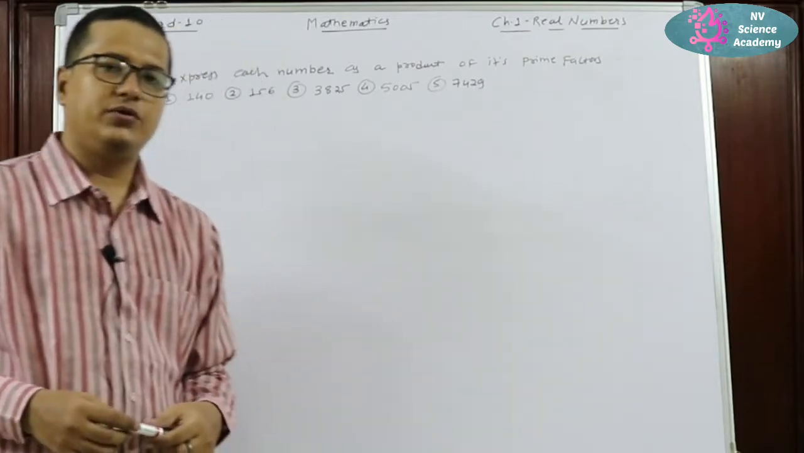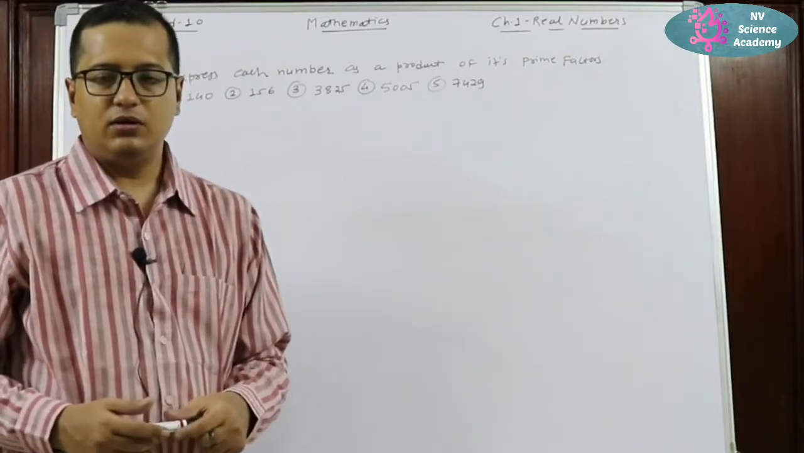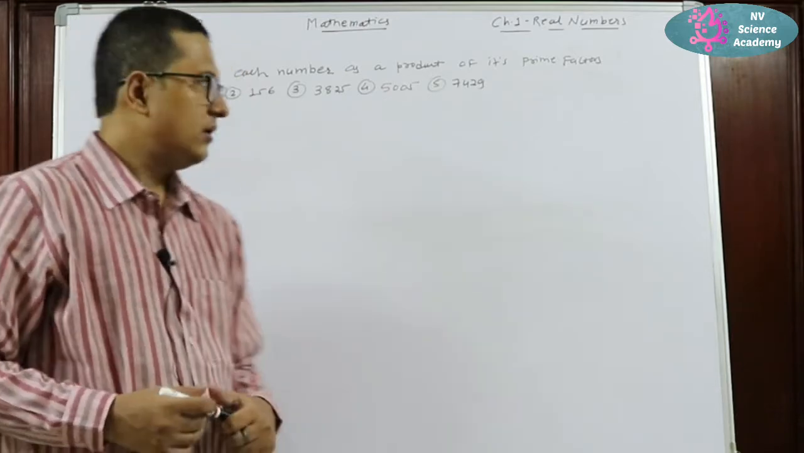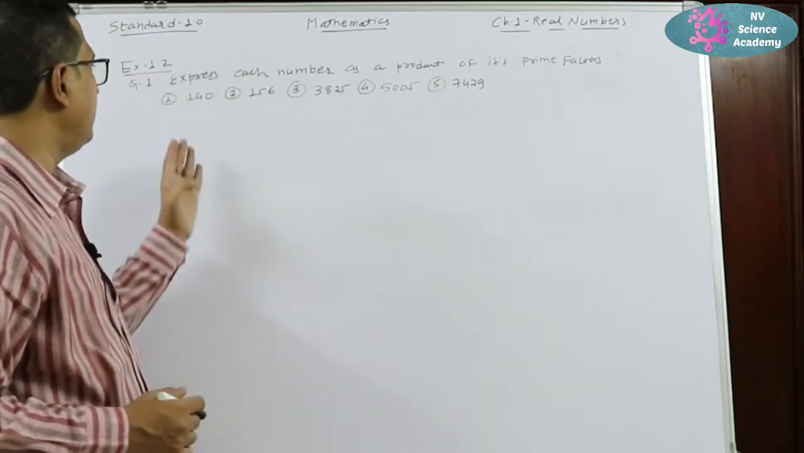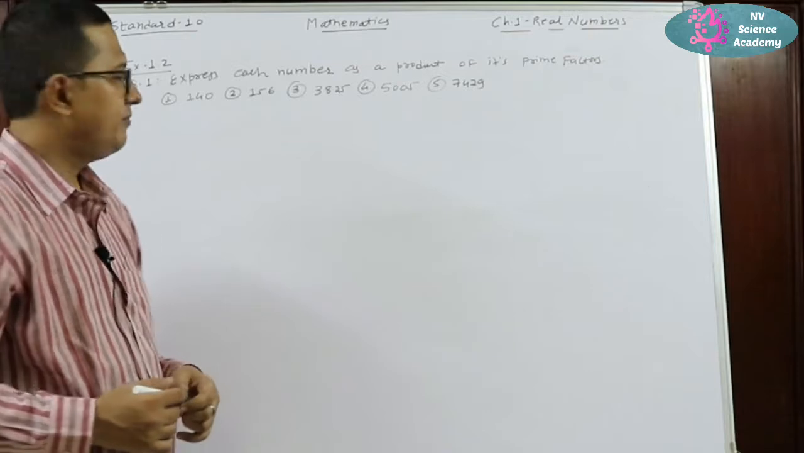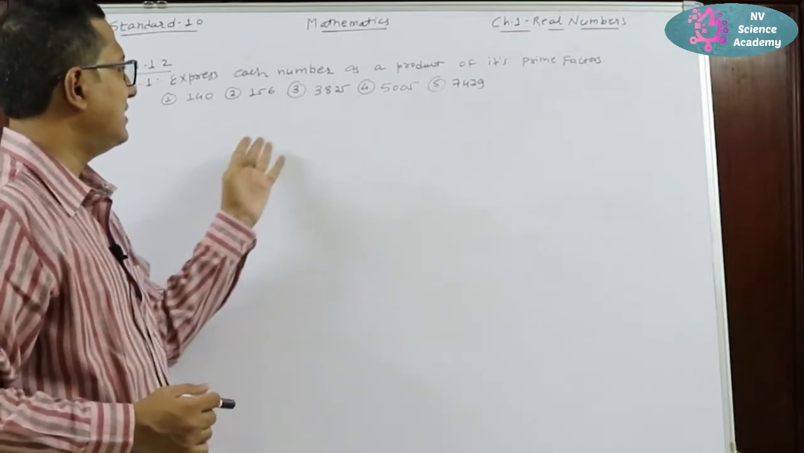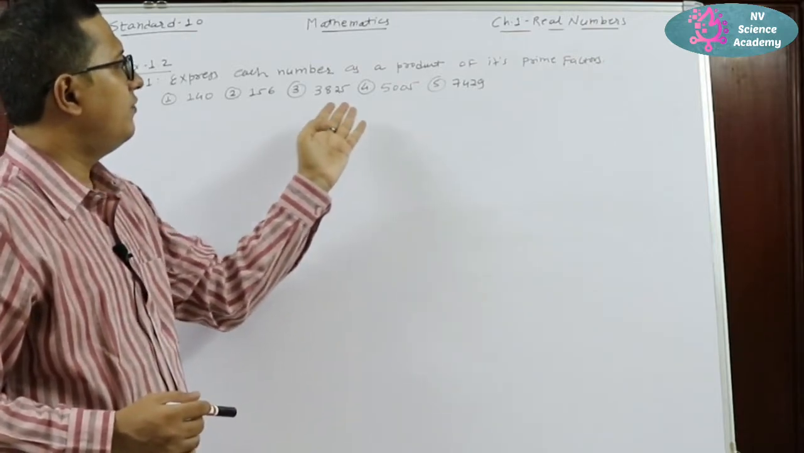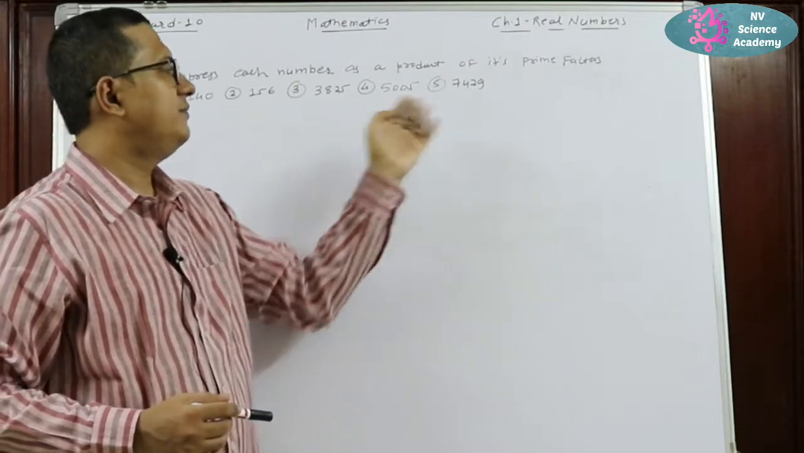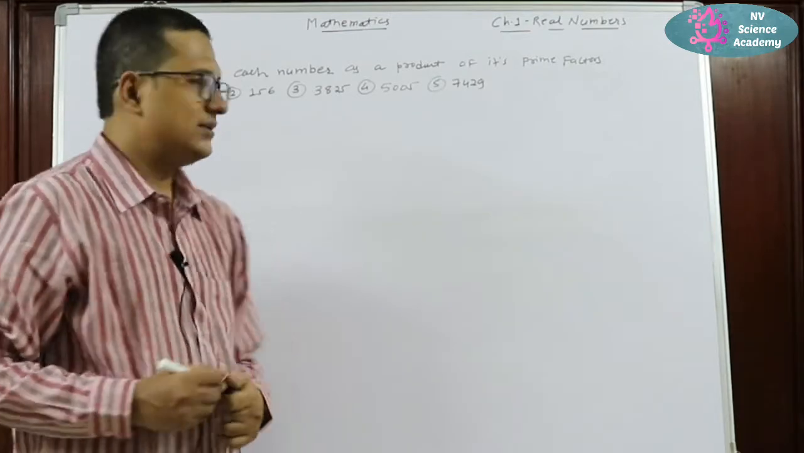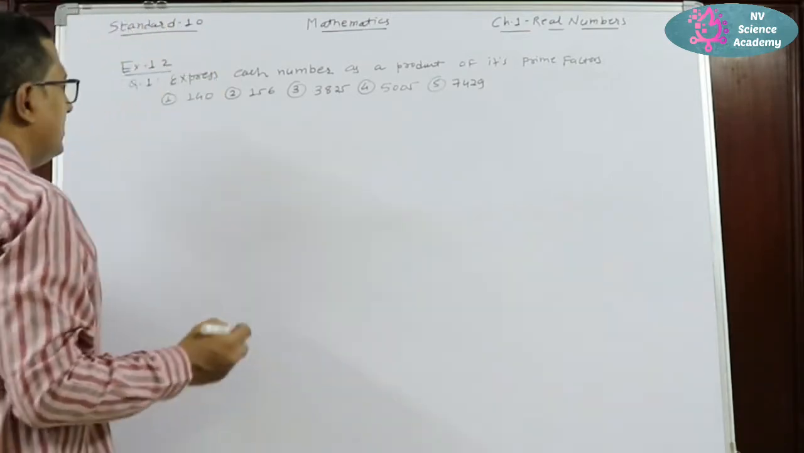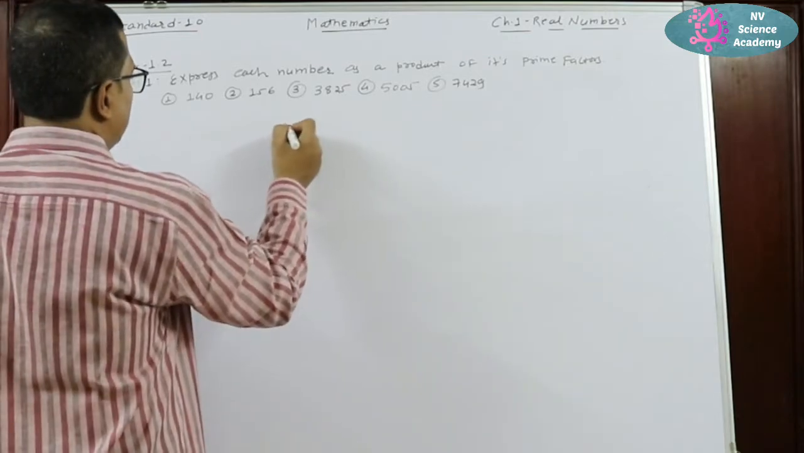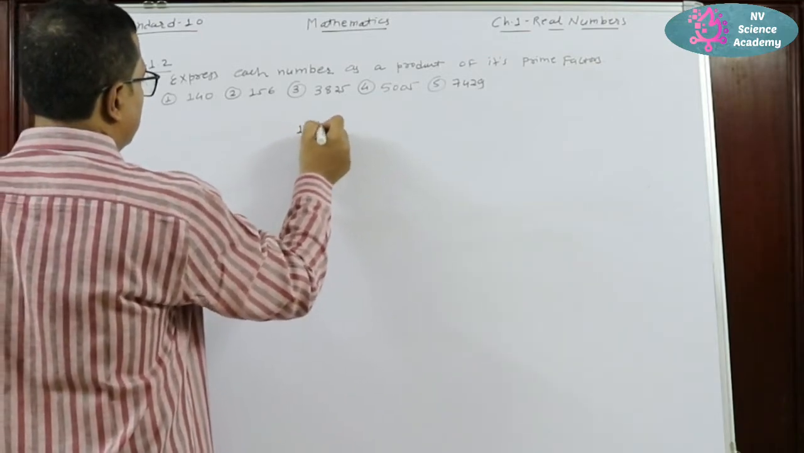Here we are going to use the factor tree method to find out the prime factors. They have given us 5 numbers. First is 140, second is 156, third is 3825, fourth is 5005, and fifth is 7429. So let us start with the first number. It is 140.